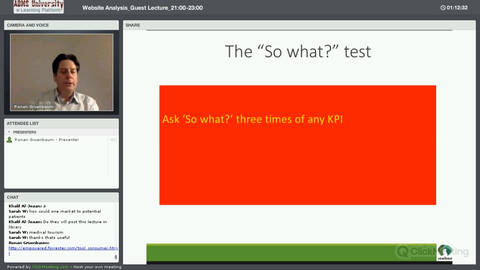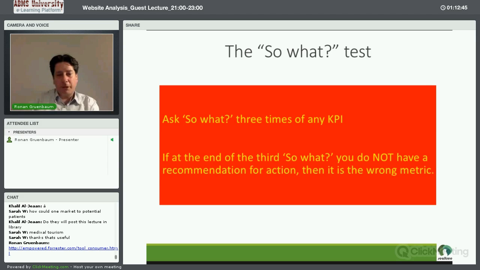So if you say, for example, visitors are up, and you say, so what? Okay, this suggests that our advertising is working. Well, that might not be the case if you measure it with the other KPI. You don't have any conversions. So what? Well, that's it. If it doesn't mean that you can actually do something to improve your site, then it's of no value whatsoever.